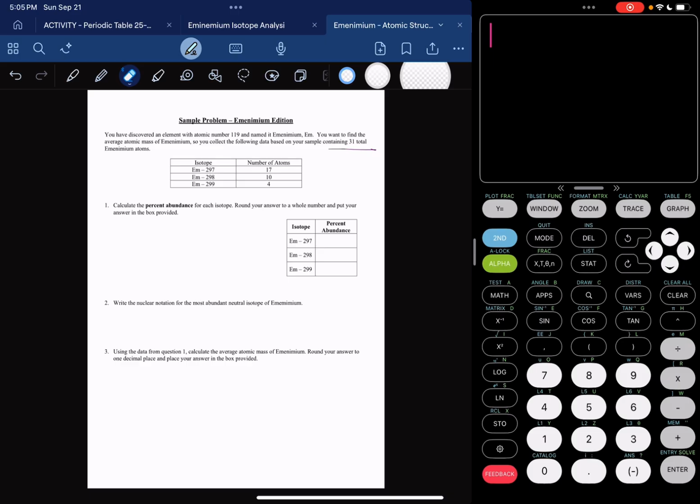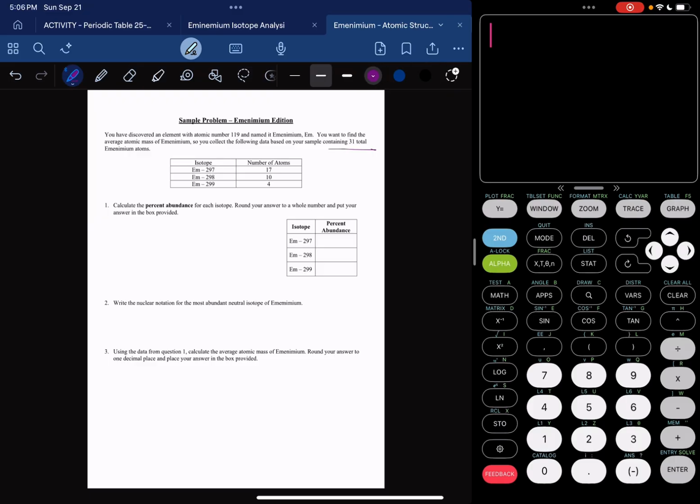All right, so it says that we have discovered an element with an atomic number of 119, and we named it MnM. We want to find the average atomic mass, so we collect the following data. So this is in your table. So basically, if you think back on the lab, this is the same as saying I had 17 mini M&Ms, I had 10 plain M&Ms, I had 4 caramel M&Ms. So that's kind of what it was like when we were doing it in class. So the first thing that we need to do here, it says to calculate the percent abundance for each one.